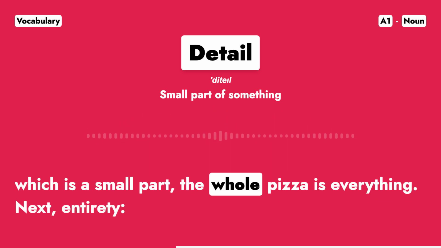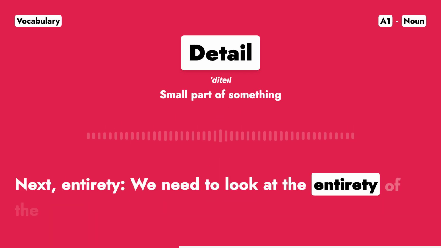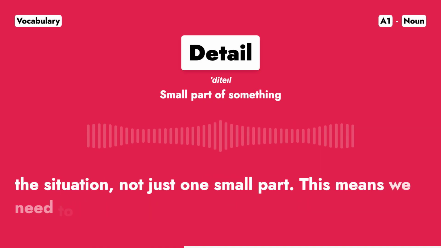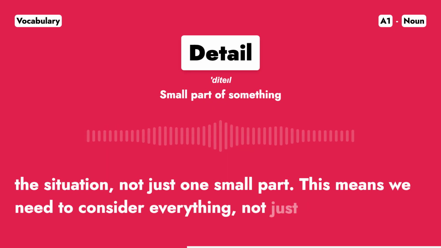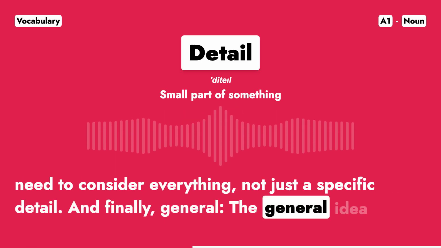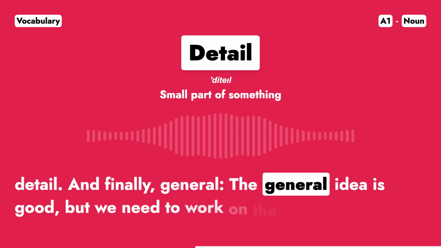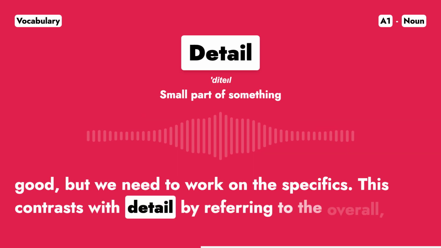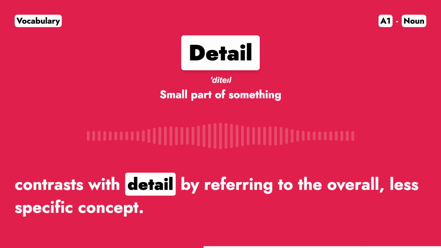Next, entirety. We need to look at the entirety of the situation, not just one small part. This means we need to consider everything, not just a specific detail. And finally, general. The general idea is good, but we need to work on the specifics. This contrasts with detail by referring to the overall, less specific concept.